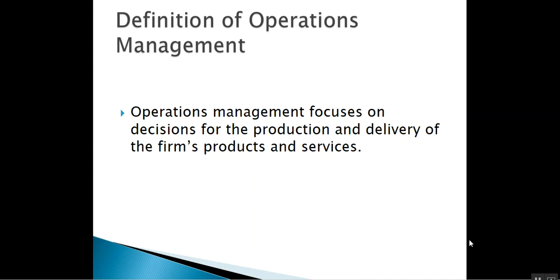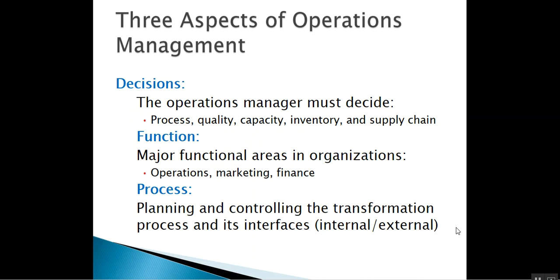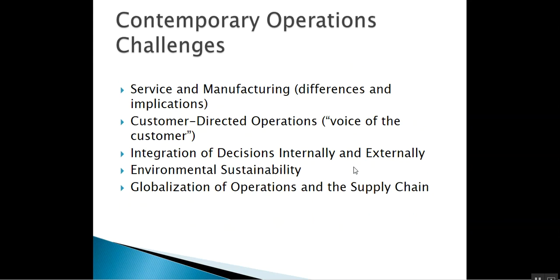Now, there are three aspects of operations management. Again, decision making, where operations managers must decide process, quality, capacity, inventory, and supply chain issues. There are the major functional areas that concern operations. Also, it's directly connected to marketing, finance. And then there's the process, the planning and controlling, the transformation process, and its interfaces.